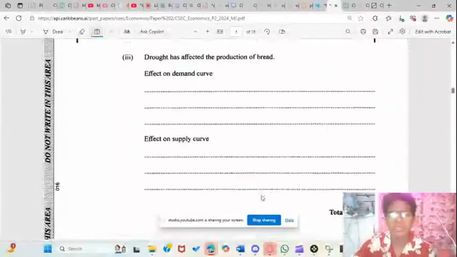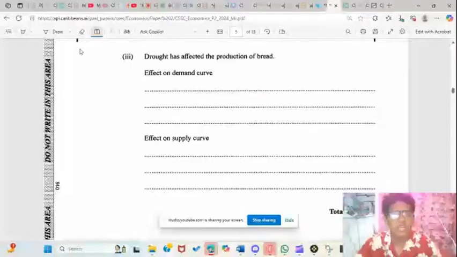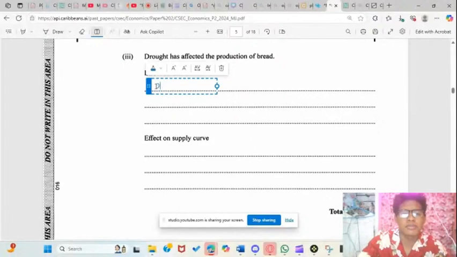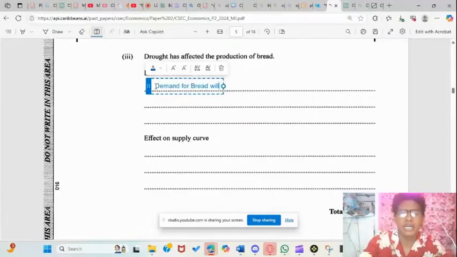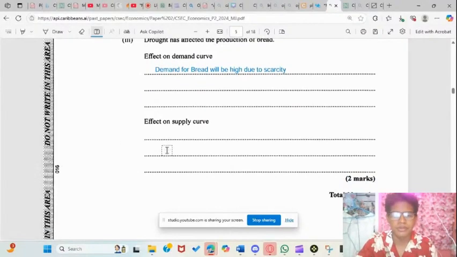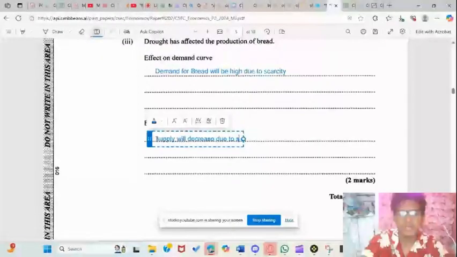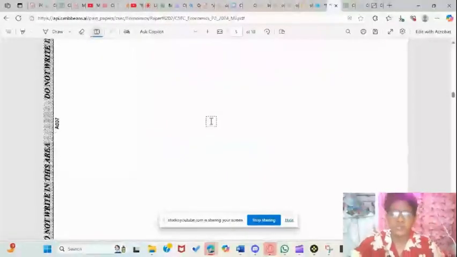Drought has affected the production of bread. Demand for bread will be high due to scarcity. Effect on supply curve: supply will decrease due to scarcity. So that's the two answers for that.